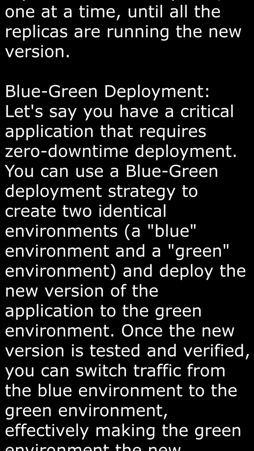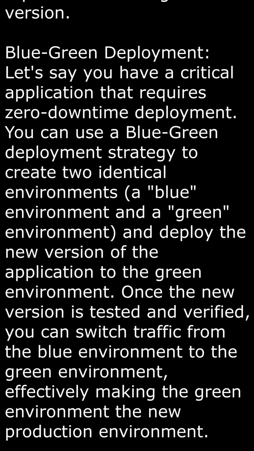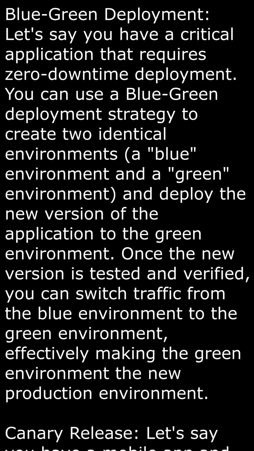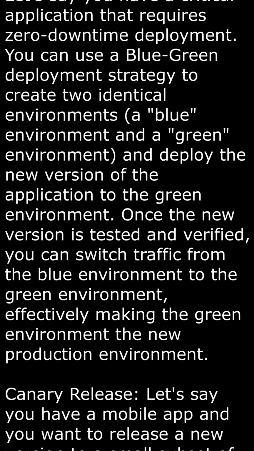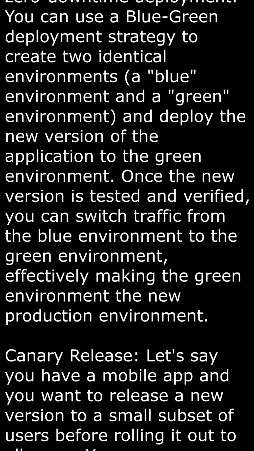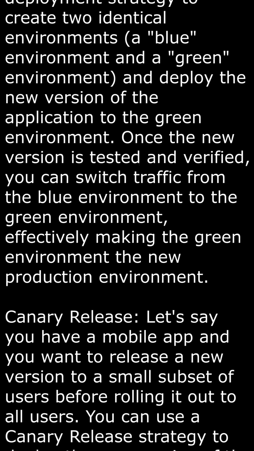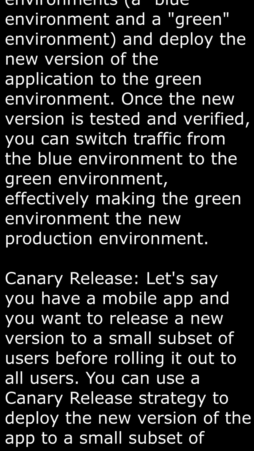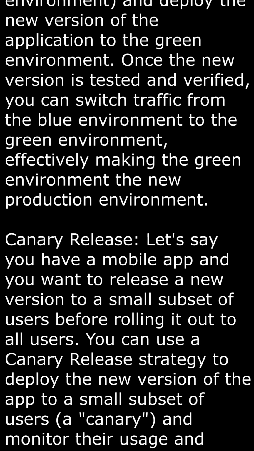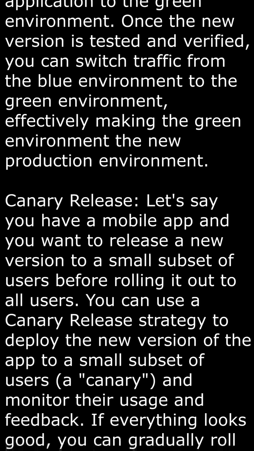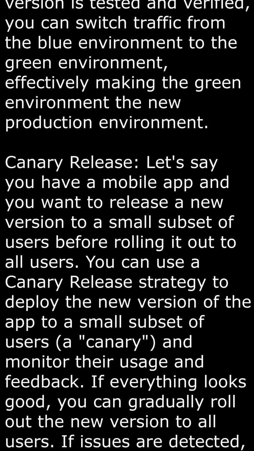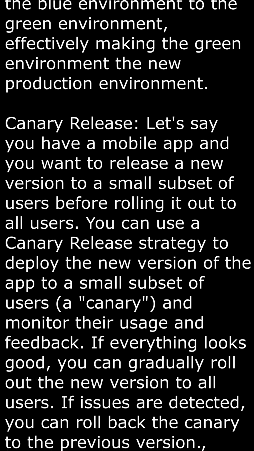Blue-green deployment. Let's say you have a critical application that requires zero downtime deployment. You can use a blue-green deployment strategy to create two identical environments, a blue environment and a green environment, and deploy the new version of the application to the green environment. Once the new version is tested and verified, you can switch traffic from the blue environment to the green environment, effectively making the green environment the new production environment.